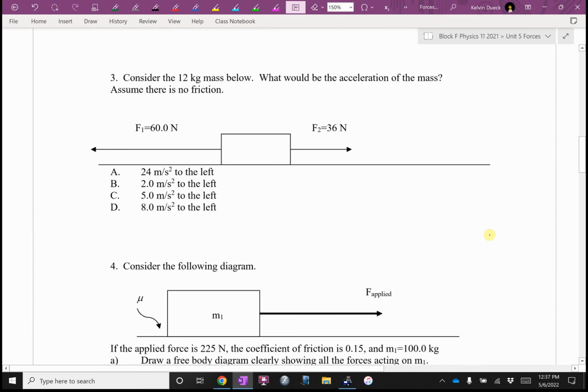Number 3, here's an example of a multiple choice question. Consider the 12 kilogram mass below. What would be the acceleration of... Okay. You know what? I'm going to do kind of a sloppy free body diagram. I think it's just going to be who's winning, 60, minus who's losing, 36. Those are in newtons. They gave me the force, equals MA, and then I would apply Declan's theorem. I think I do it in my head. 60 take away 36 is 24, divided by 12. It's 2. Yeah, it's B.